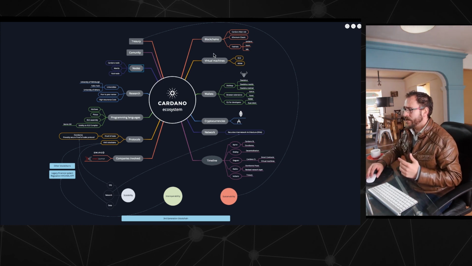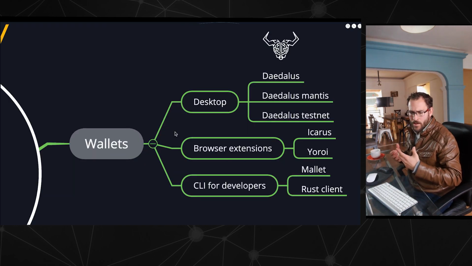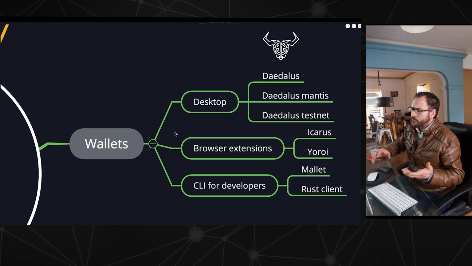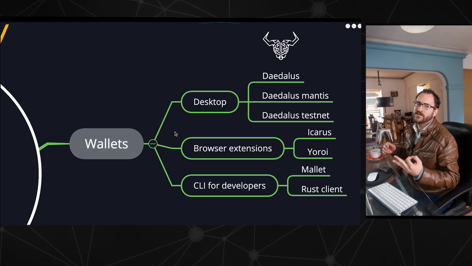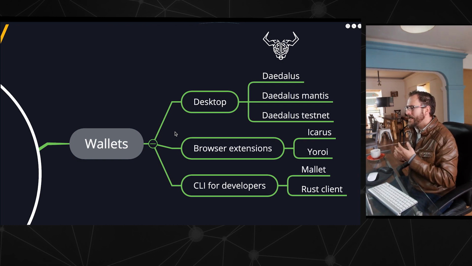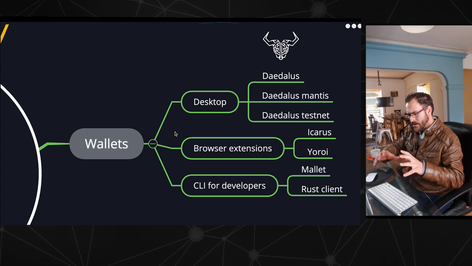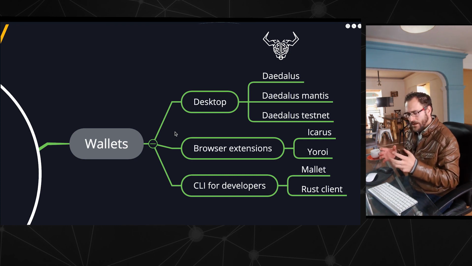So we have talked about the virtual machines and about the blockchains, and if you are going to transfer some value from one address to another in the blockchain, you will certainly need a wallet, right? So we can think about the Cardano wallets as having three types of wallets. We have the desktop wallet, we have the browser extension wallet, and we have the CLI for developers, command line tools for developers. As for desktop wallets, they have a full copy of the blockchain. They are very robust, and they allow you to do a lot of things.